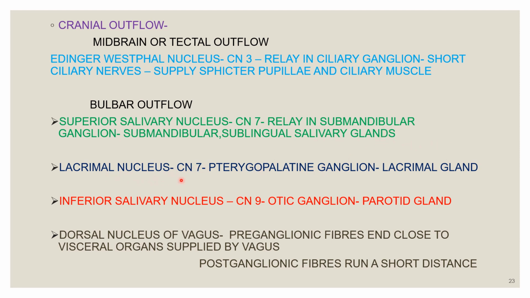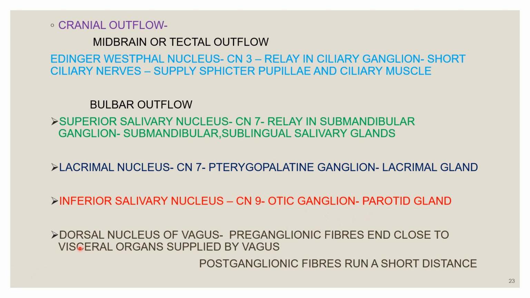Then coming to the lacrimal nucleus. It sends preganglionic fibers to the pterygopalatine ganglion or sphenopalatine ganglion, through cranial nerve 7. Then postganglionic fibers from the pterygopalatine ganglion will innervate the lacrimal gland. Now coming to the inferior salivary nucleus. It sends preganglionic fibers through the ninth cranial nerve, that is the glossopharyngeal nerve. These fibers will relay in the otic ganglion, and postganglionic fibers from the otic ganglion will supply the parotid gland.